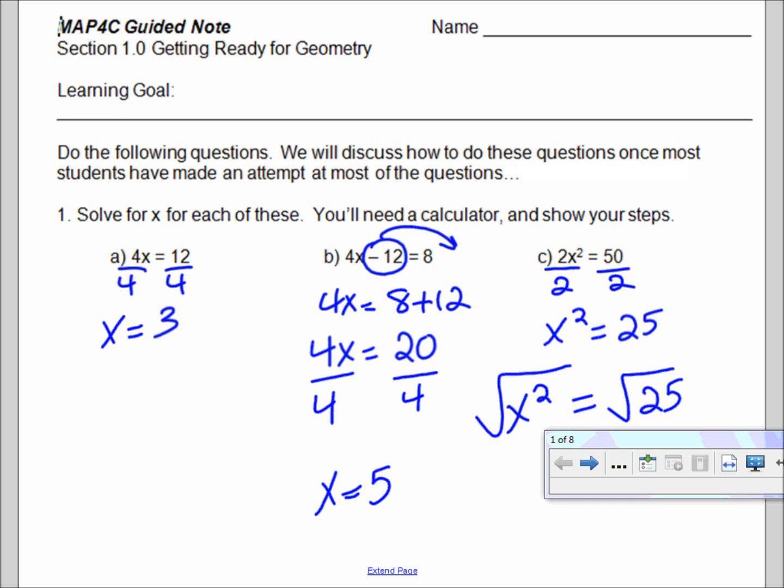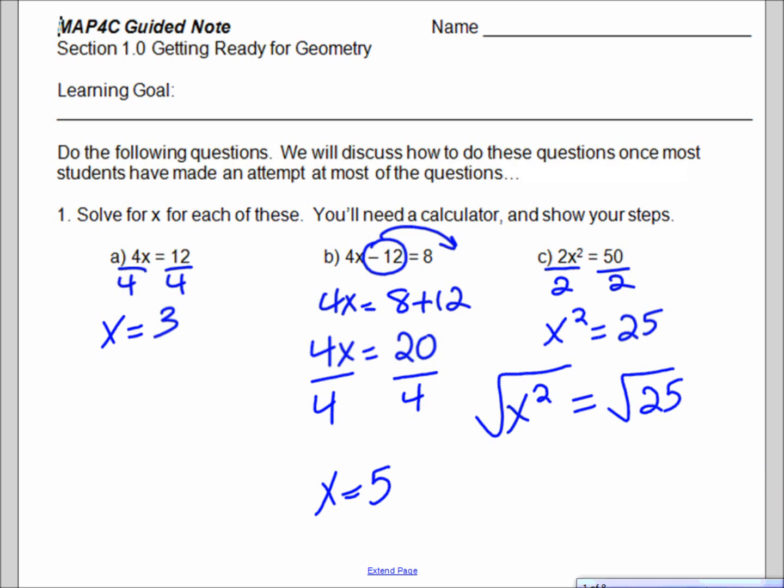The square root cancels out the square, because they are the opposite math operation. So if that was a cube, you'd want to take the cubed root. It's going to be the opposite math operation. And the square root of 25 is 5. All right?